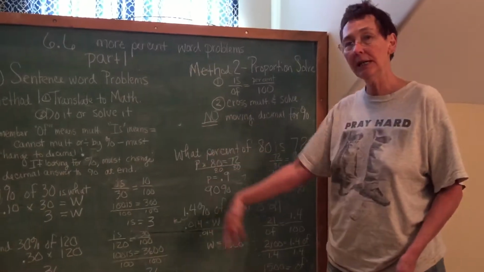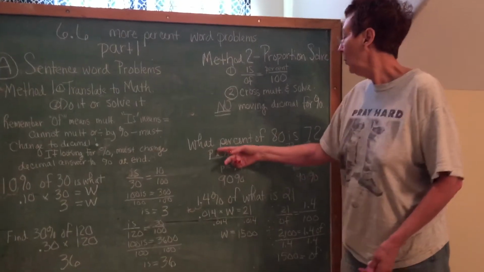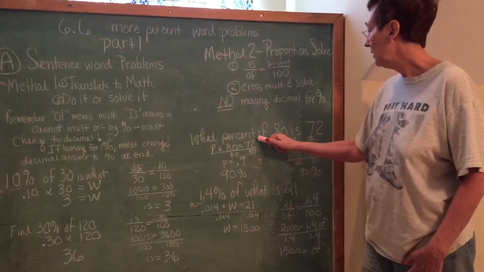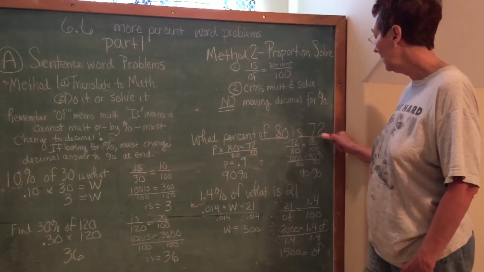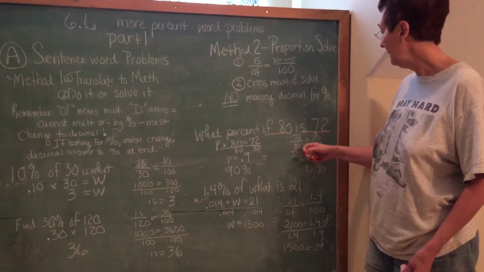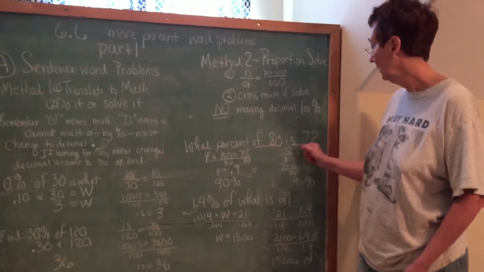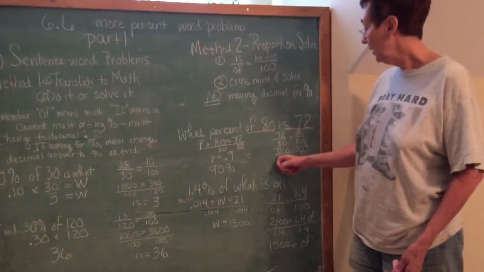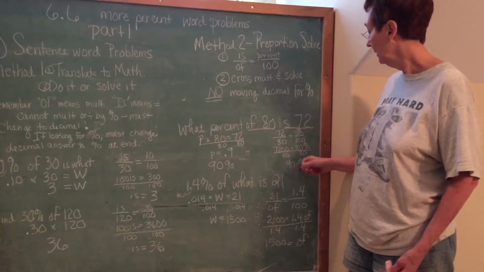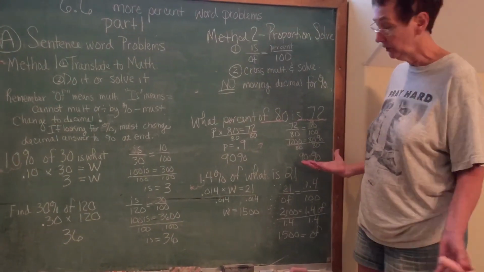All right, so let's look at each of these examples, only this time let's do it by proportions. What percent of 80 is 72? Here's the of, here's the is. So now I have 72 over 80. I don't know my percent, and that goes on top of 100. When you cross multiply, you have 7,200 is equal to 80 times your percent. Divide by 80, and you get 90 is your percent. So that's your answer.